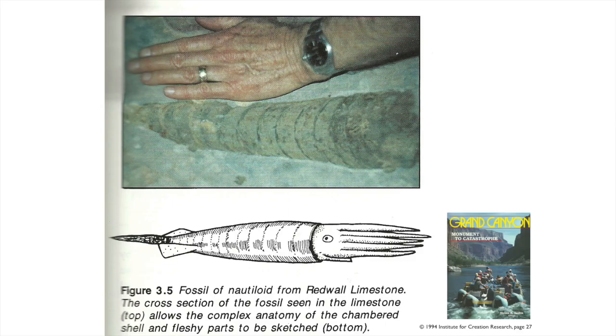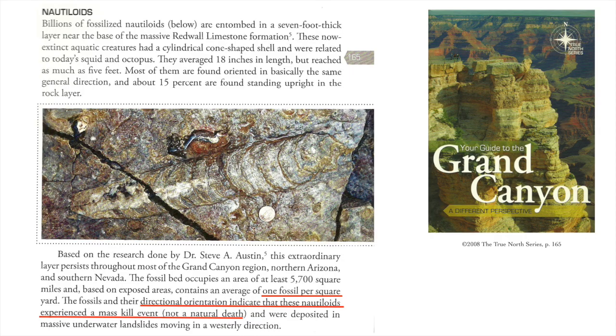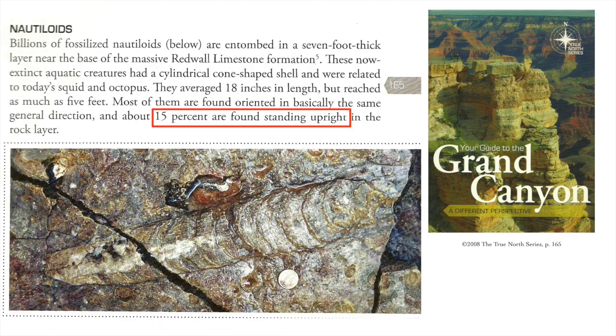And these are fossils that they find, these nautiloids in the Grand Canyon. And they find them one per square yard. There's probably billions of them down there. And all pointed in the same direction, all the way to Las Vegas. And 15% of them are standing upright.